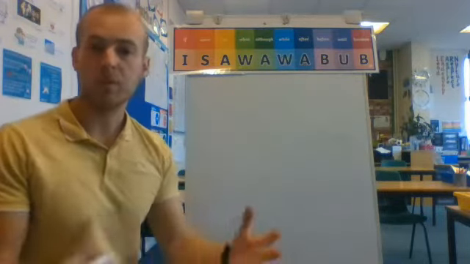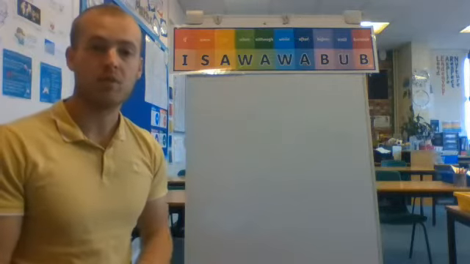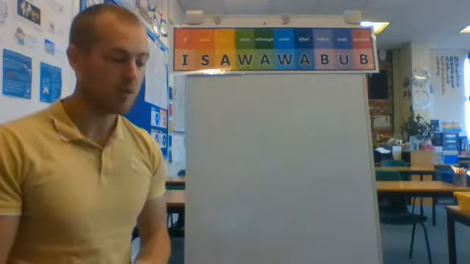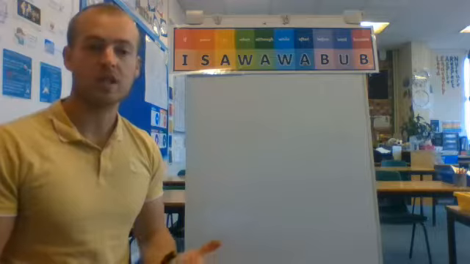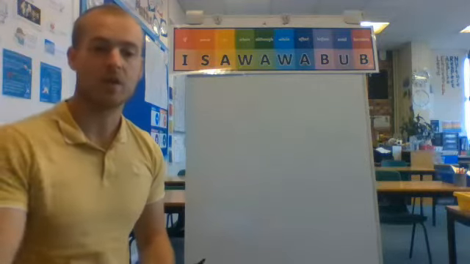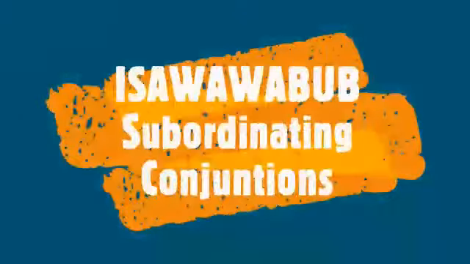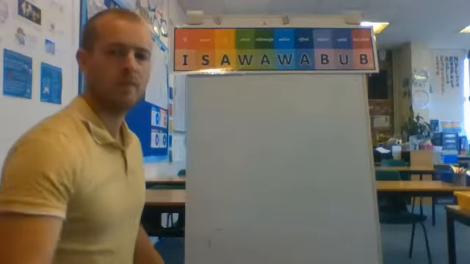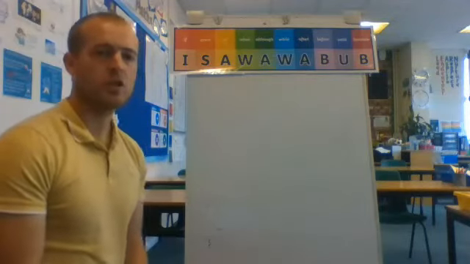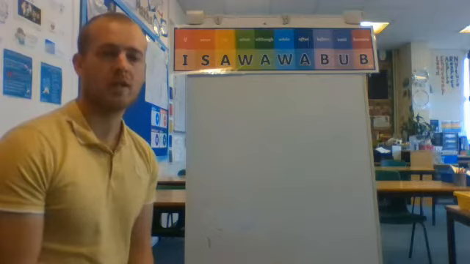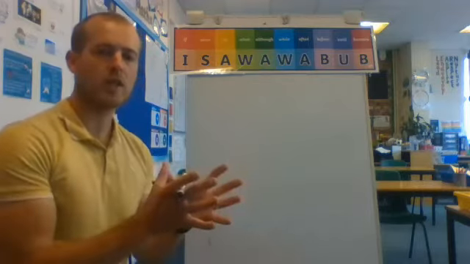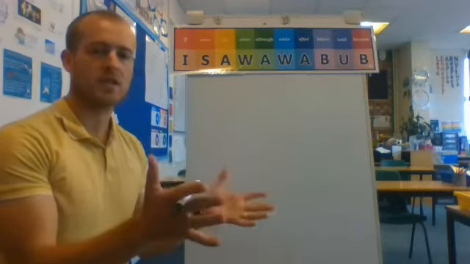Now, some of these might be new to you, some of you might be using them already, which is absolutely fantastic. But what we'll do is we'll have a little look at using these in different sentences and see how they work. So conjunctions are used to join two main clauses together, and they act like the glue really, and they help us to extend our sentences even further.